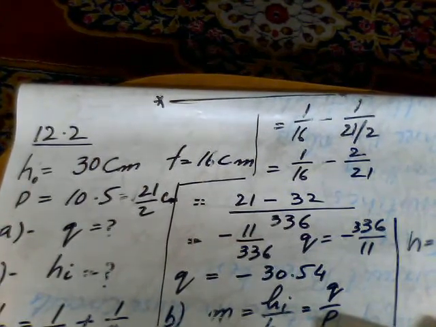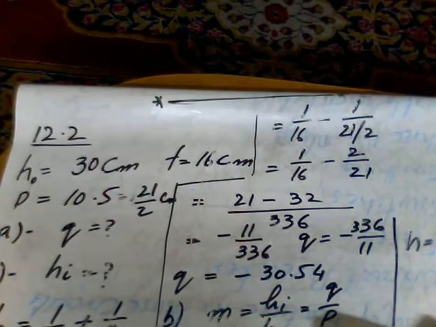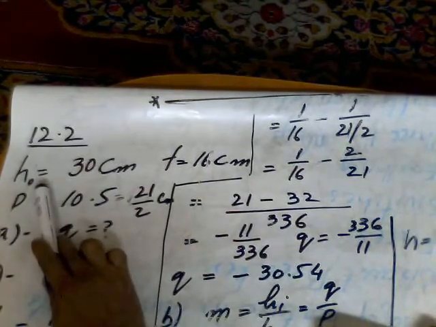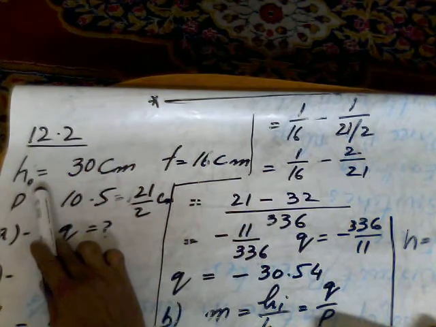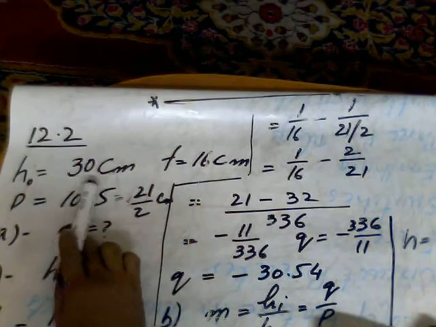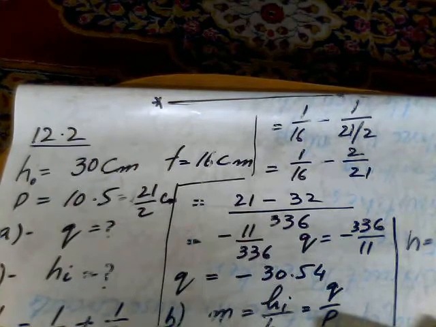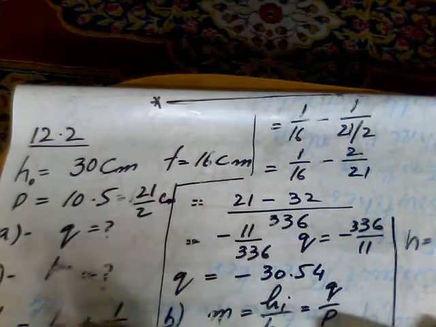Second numerical: an object 10 centimeters tall, the height of the object. h naught stands for the height of an object. So the height of the object is 30 centimeters. It is located, meaning the image is formed, at 10.5 centimeters.